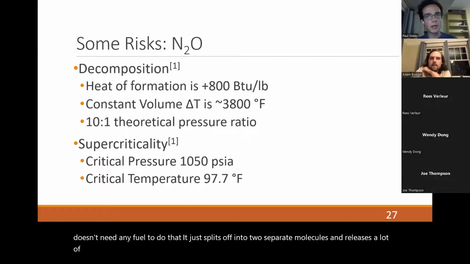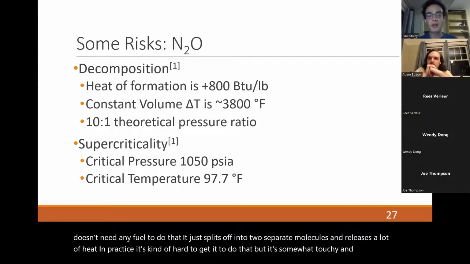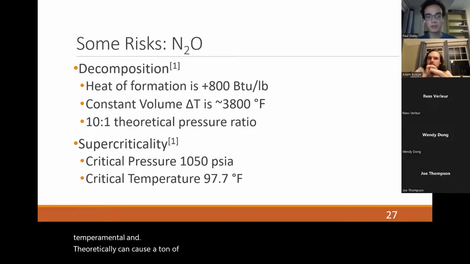In practice, it's kind of hard to get it to do that, but it's somewhat touchy and temperamental and theoretically can cause a ton of heat and a ton of pressure to form really, really fast.